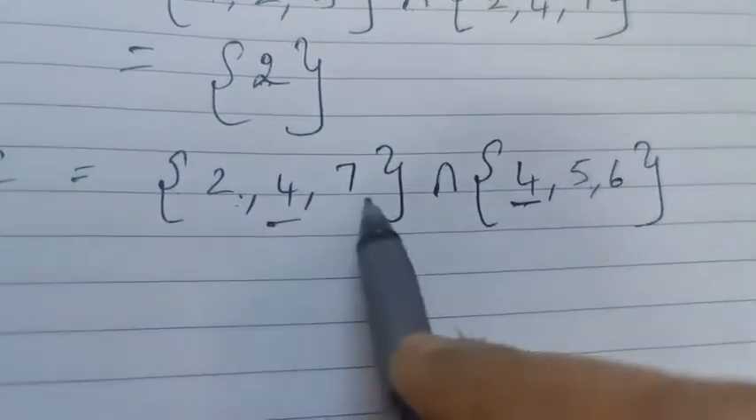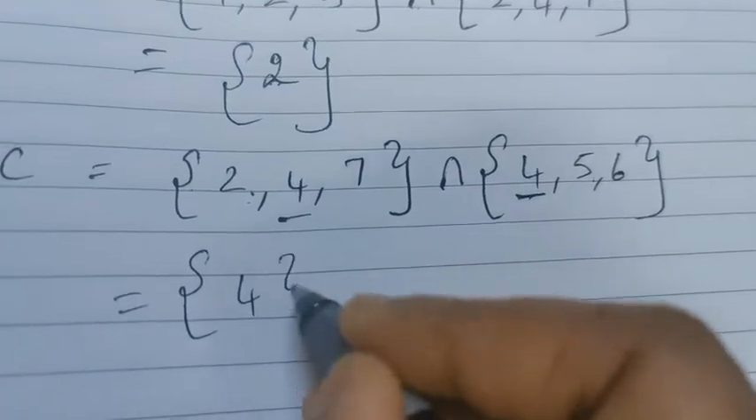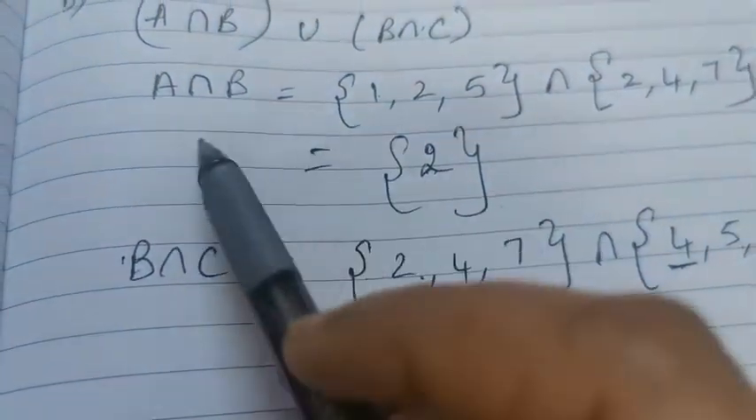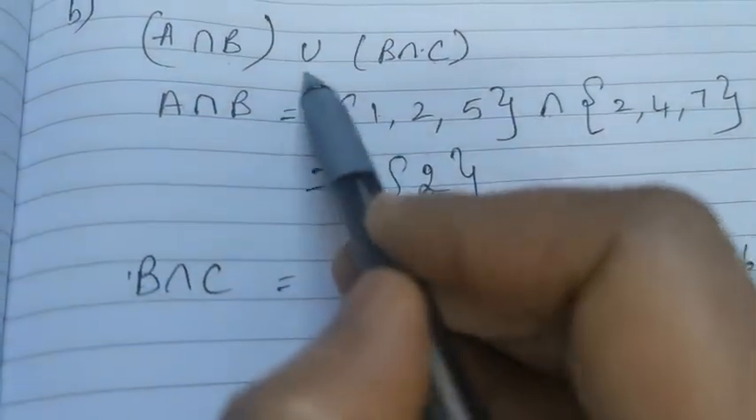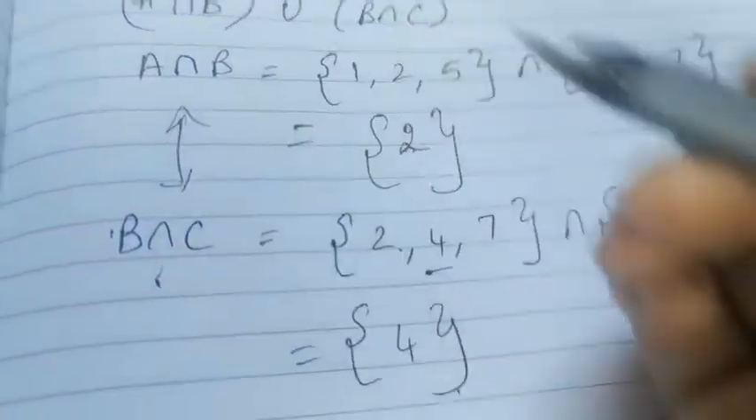2 is not present here, 7 is not present here. Therefore, B intersection C is 4. Now, we obtained A intersection B and B intersection C. Now, what is remaining? We have to find the union of these two sets.